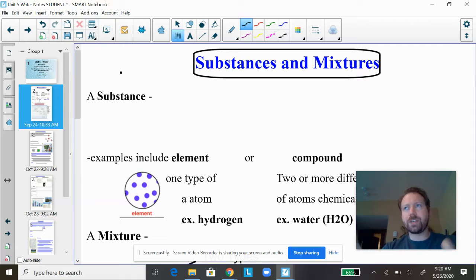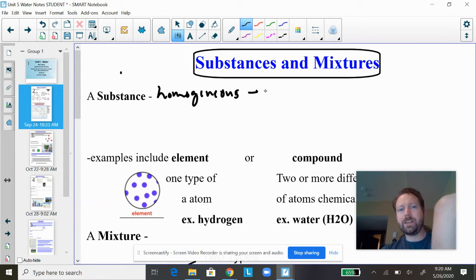So we're going over substances and mixtures. There's a difference between the two, and you want to understand that. That's the main point of this set of notes here. So a substance is a homogeneous thing. What does that mean? It means that it's uniform throughout.